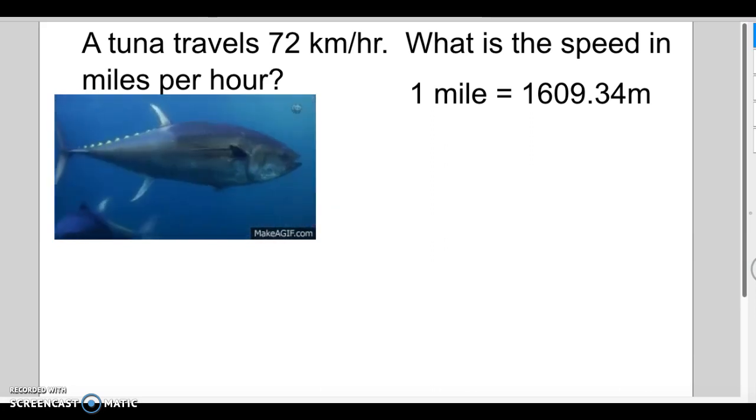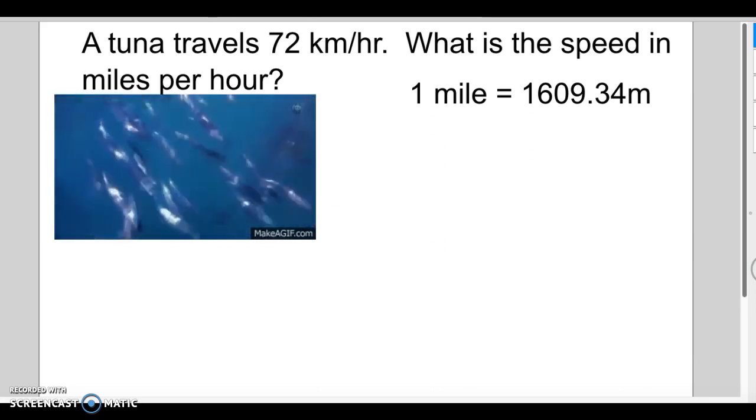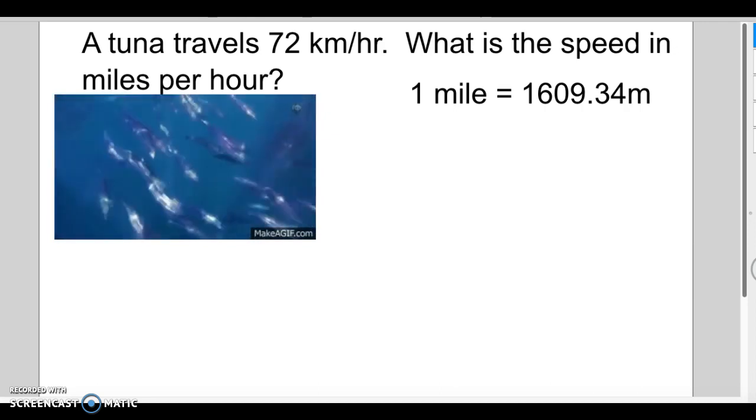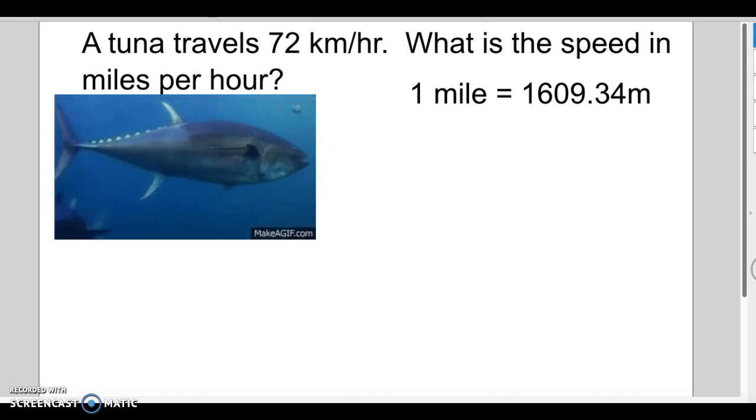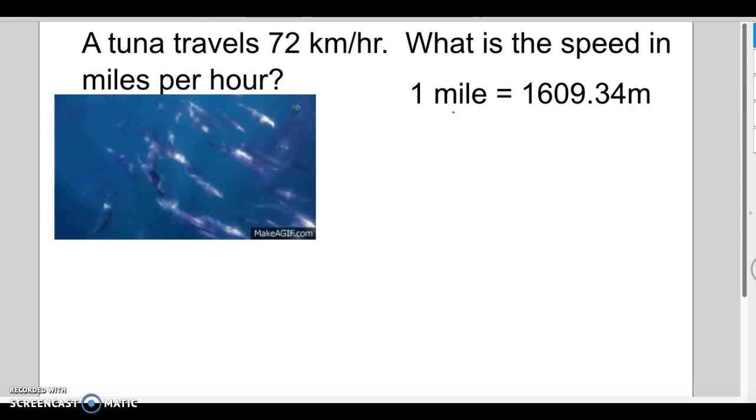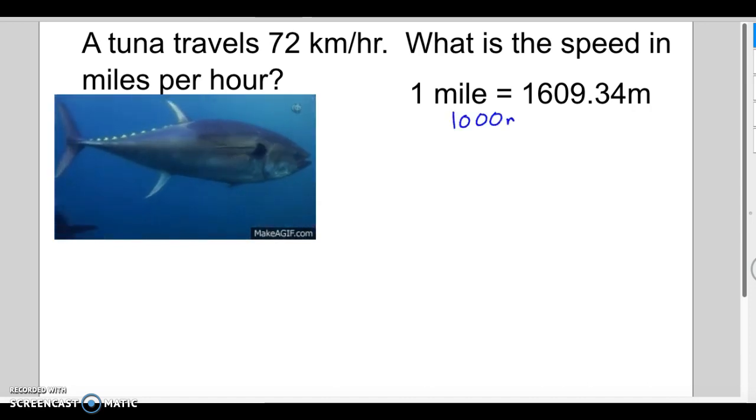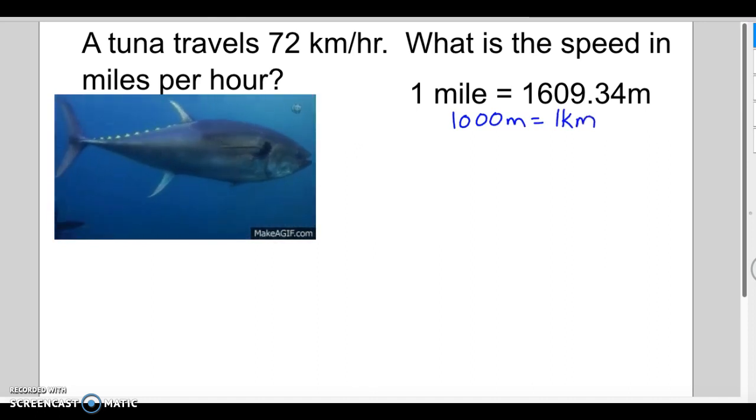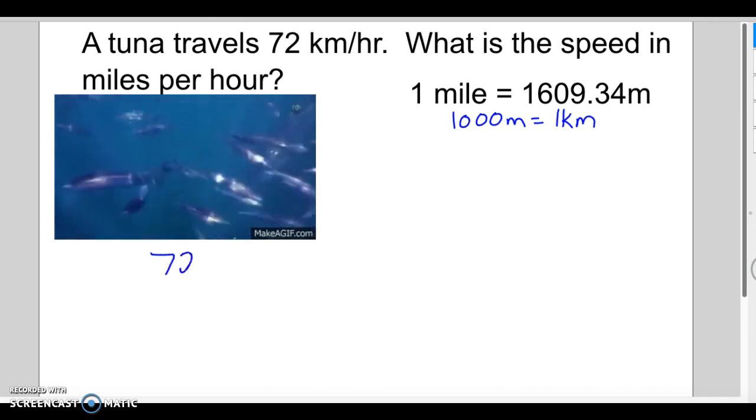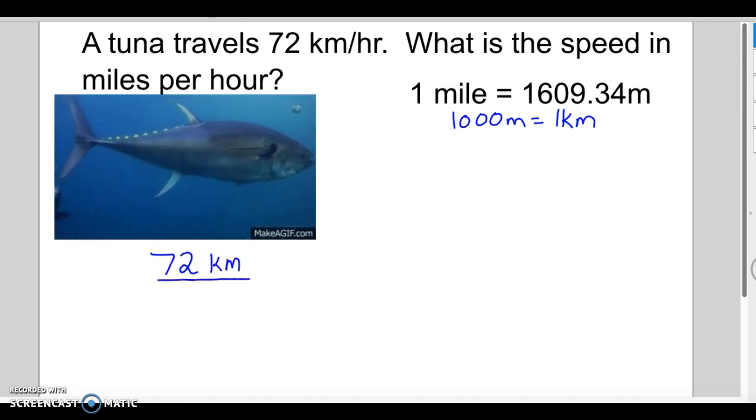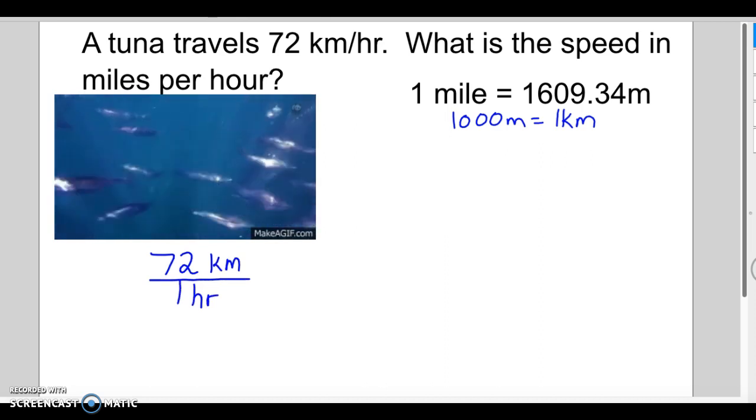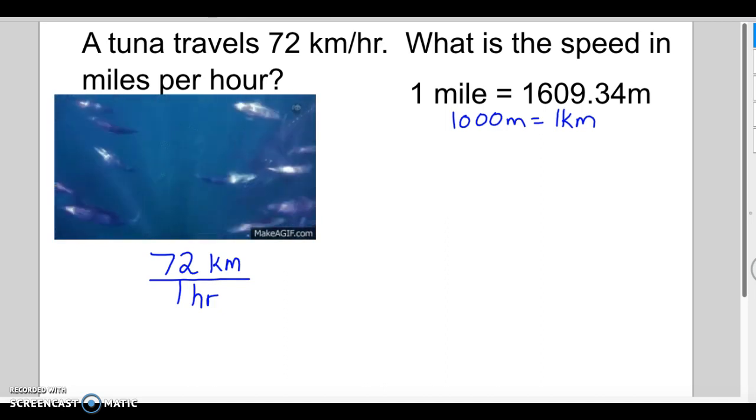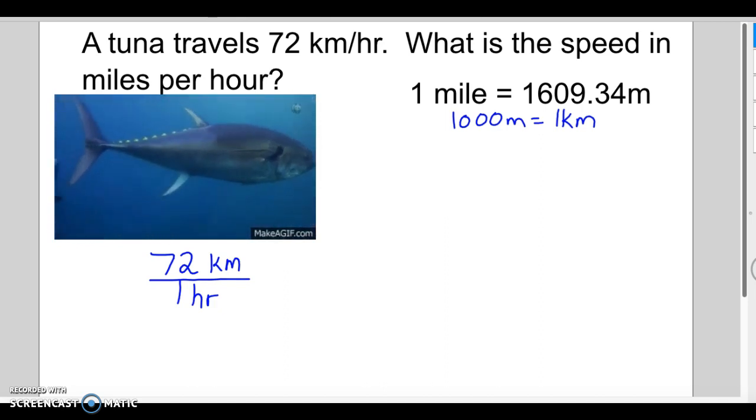So when I do this, I would need to know that 1 mile is the same as 1,609.34 meters. You wouldn't have to memorize that. That would be something I would give you. But I would also need to know, and this you should know, that there's 1,000 meters in a kilometer. So I'm going to start with my 72 kilometers, but I'm going to put the hour on the bottom. And you could put a 1 there if you want. Sometimes we would convert that time unit also, but in this case, we're just going to let it kind of travel with us for the problem.